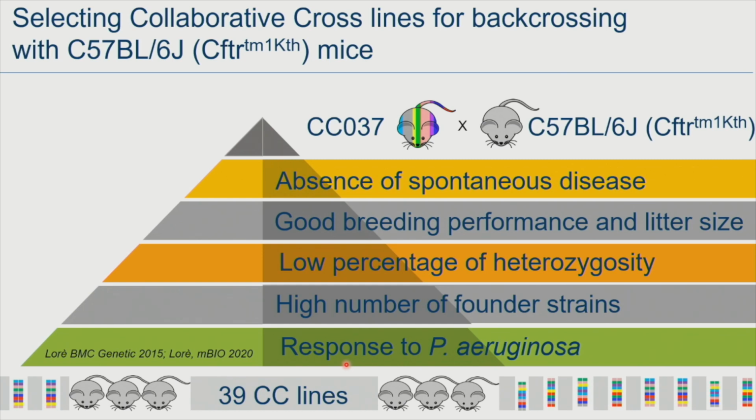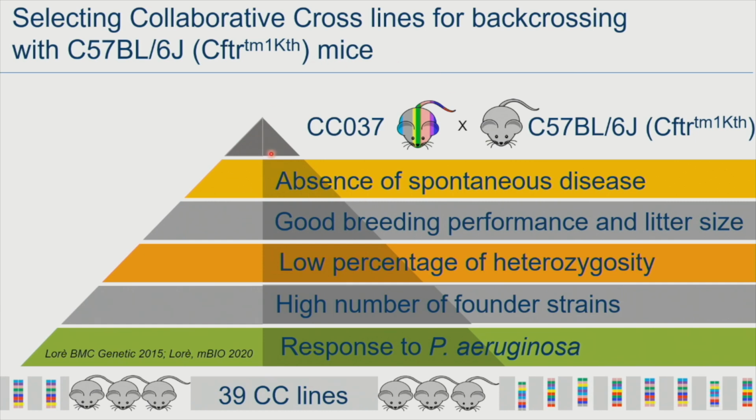We also select lines with a high number of founder strains in a way to have high genetic variability, then a low percentage of heterozygosity, and we also select lines with good breeding performance and litter sizes. This is because collaborative cross lines are difficult to breed, and in combination with the delta F508, this could be really a big issue. And then we also select lines with absence of spontaneous disease because we do not want to have confounder conditions.